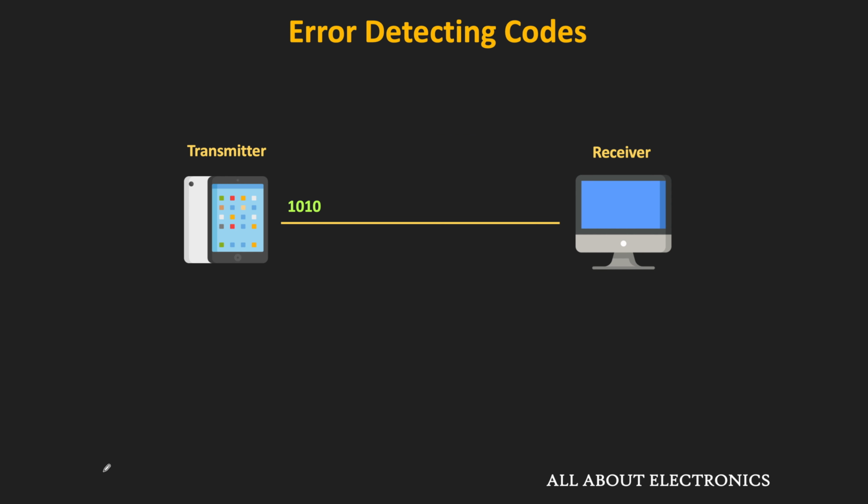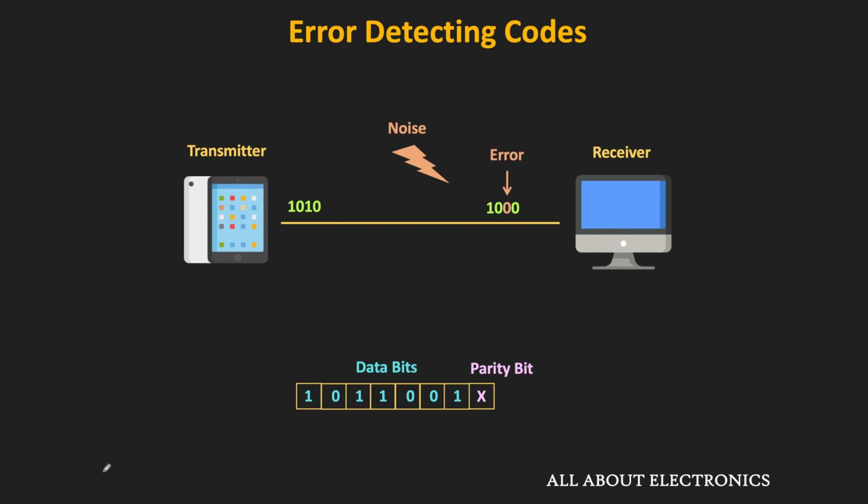So in the previous video, we have seen some basics of the error detection. We have seen that when the data is transmitted from the transmitter to the receiver side over a noisy channel, then due to the external noise, some of the bits get flipped during the transmission. And we have seen that by adding the parity bit, it is possible to detect the odd number of errors. And once the error is detected, then the receiver sends the message to the transmitter for the retransmission.